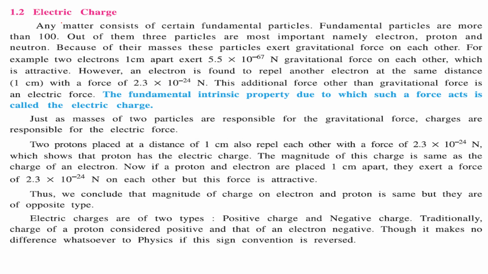What is electric charge? Any matter whatsoever contains fundamental particles. These are more than 100 fundamental particles. And out of them, 3 are of prime importance to us: one is the electron, then the proton, and then the neutron. So if this is a nucleus, it contains protons and neutrons, the neutron is neutral, and then outside in orbit we have electrons orbiting.